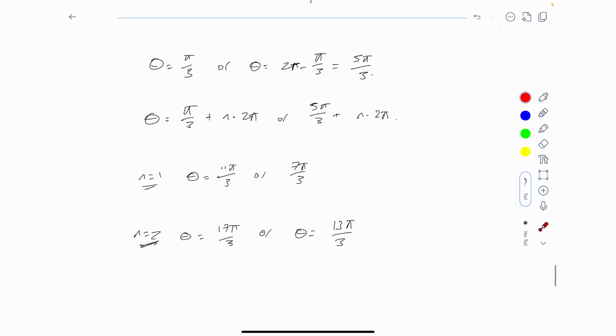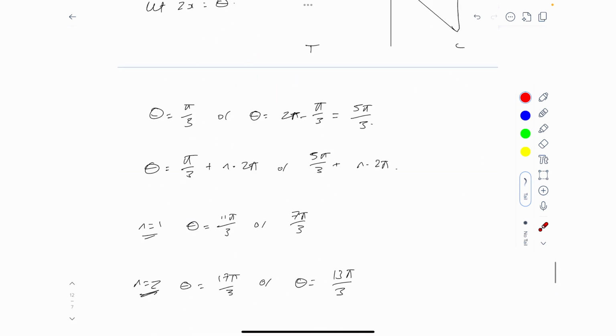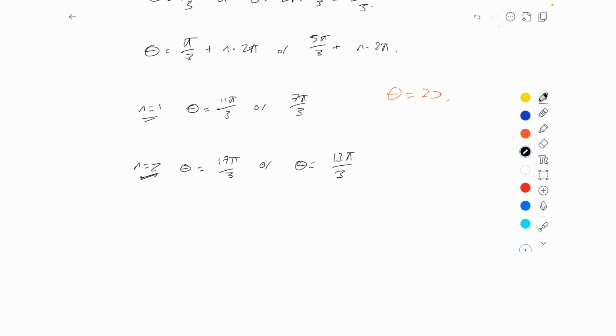Now remember that with n, this is our period here, so it can't be below 0. So we're only talking positive n's here. So remember though that theta is equal to 2x. So if theta equals 2x, then we've got to divide our answers by 2, right? And what that gives us then is, well, let's start at the top. We divide these by 2.